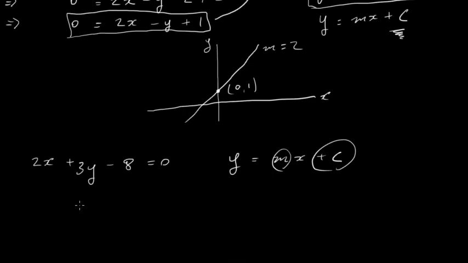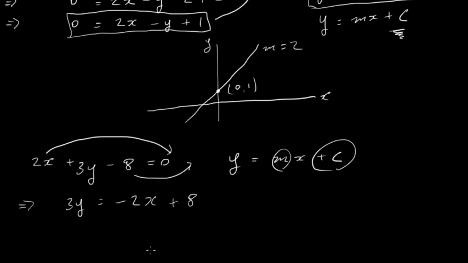So let's do that. I'm going to take the 2x, I don't want that on this side, and I'm going to bring that over here, and I'm going to take the minus 8 and bring it over to this side as well. I'm going to leave the 3y on this side. So I'm going to take 3y equal to minus 2x plus 8. So remember, I just brought the 2x over here to become minus 2x. I took the minus 8, brought it over here to become plus 8.